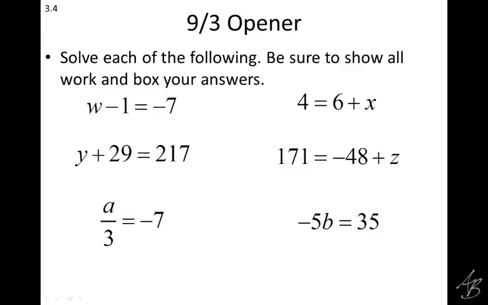Circling the variable. So I'll just do that in one of these here to show. Why do we circle the variable? For this one, why are we circling that w? Because we want to get the w by itself. So it's just a reminder, I want to get that variable by itself. What else are we going to do?